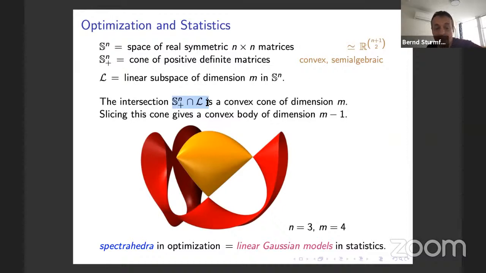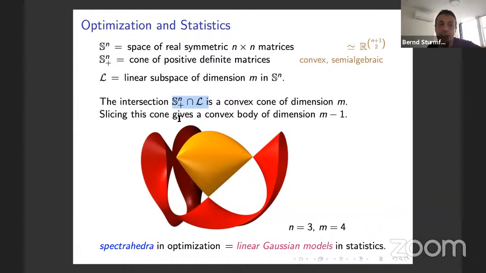Now in optimization, these things are called spectrahedra. So this cone or this intersection is called a spectrahedron. These are the feasible regions in semi-definite programming. In statistics, these are called linear Gaussian models, right?